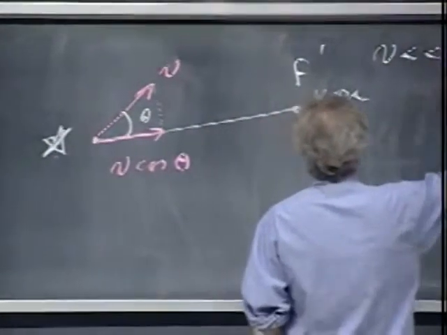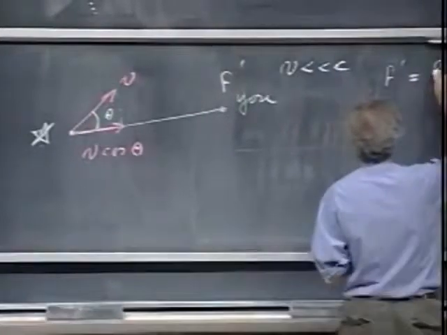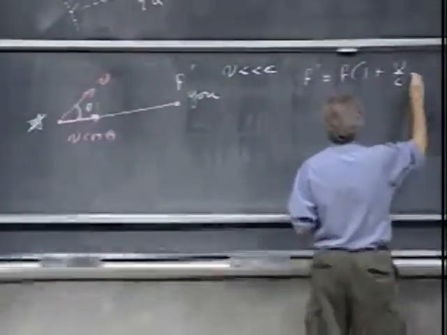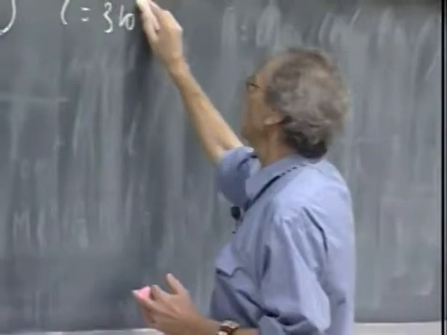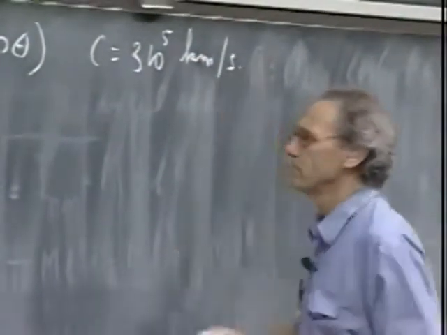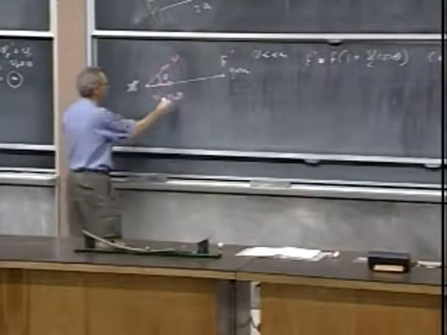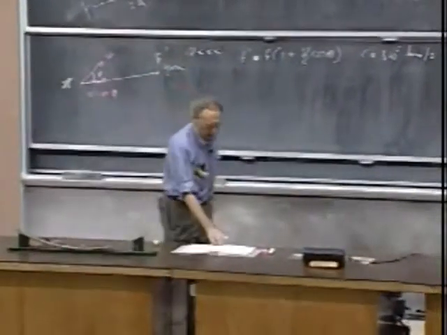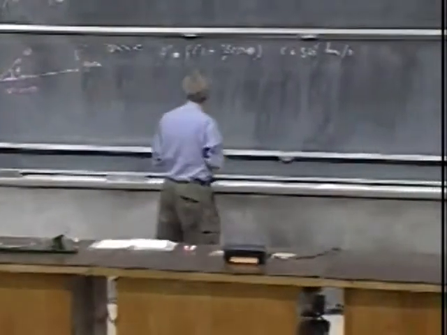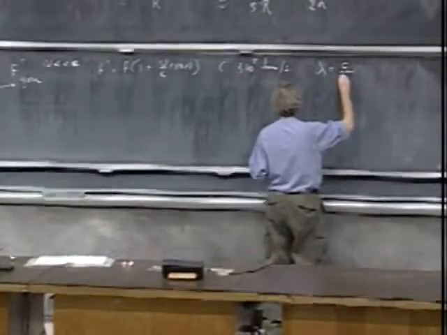If the velocity of the star is much, much smaller than c, then f prime, the one that you will receive, equals f times 1 plus v over c times the cosine of theta. This equation is on your exam. C is 3 times 10 to the 5th kilometers per second. If cosine theta is positive, the object is approaching, and you observe a higher frequency. If cosine theta is negative, the object is going away, the radial component is away from us, and the frequency is lower. In optical astronomy, we cannot measure frequencies, we can only measure wavelength. And the connection between wavelength and frequency: lambda equals the speed of light divided by the frequency.